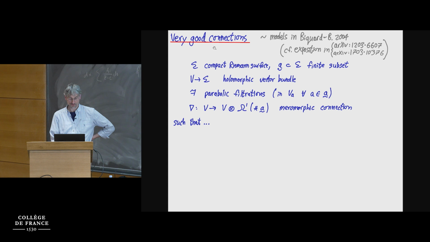So for instance, here's a definition of a very good meromorphic connection. It's quite a standard picture. There's a compact Riemann surface with a tuple of points, and we look at vector bundles on the compact curve, and we have a parabolic filtration in the fiber at each of the marked points. This is a standard thing that goes back to Seshadri. And we look at a meromorphic connection, so having arbitrary order poles. And then we have to put in a compatibility condition between the parabolic structures and the connection.